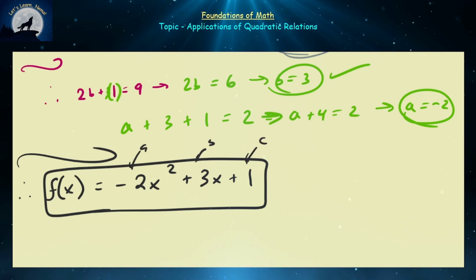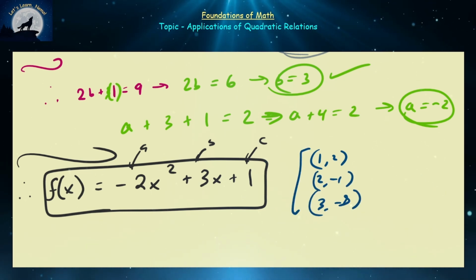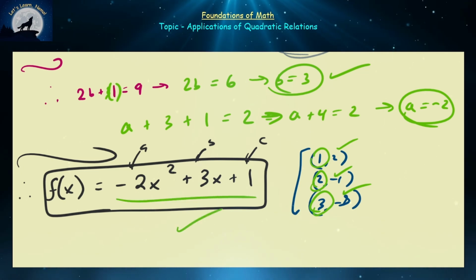Now, since there are so many different places that you can make a mistake, you should look at your points, (1, 2), (2, -1), (3, -8), and analyze to make sure these points satisfy. So when you plug in 1, you should get 2. When you plug in 2, you should get minus 1. And when you plug in 3, you should get minus 8. And once you have verified all 3, that means you have the right quadratic relation that models through those 3 points.